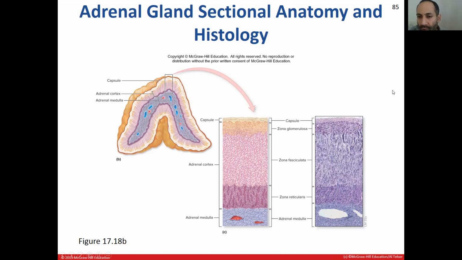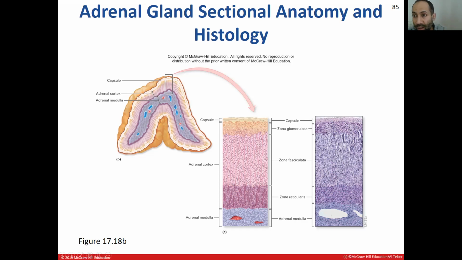So what is secreted by each layer? The outermost zona glomerulosa here will secrete what are called mineralocorticoids, such as aldosterone. Aldosterone is a hormone which is classified as a mineralocorticoid. Why? Because aldosterone acts on a mineral to conserve it in your body. What mineral is that? Sodium. In other words, salt. Aldosterone reabsorbs salt back in your body, okay?